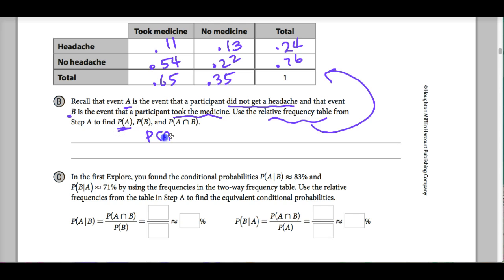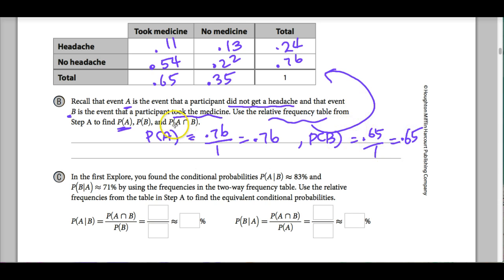Well, the probability of A is the probability that a participant did not get a headache. No headache is 0.76 out of all the people, which will be how many? 1. Okay, so out of 1, only 0.76. So this is going to be 0.76 over 1. But who writes over 1, right? So it's just going to be 0.76, right? And what was the probability of B anyway? Probability of B was people who took the medicine, okay? Taking the medicine, that's 0.65 over 1, but nobody writes over 1, so that's 0.65, okay?